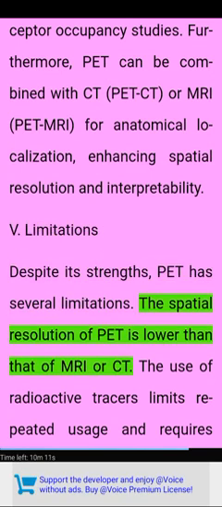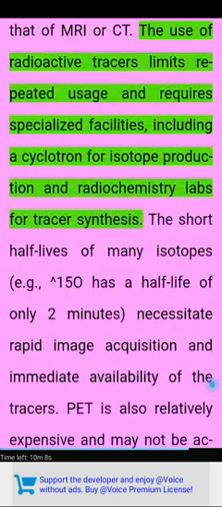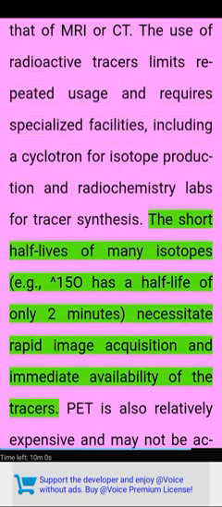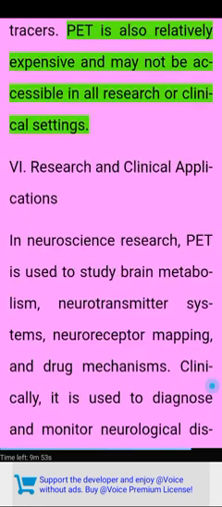5. Limitations. Despite its strengths, PET has several limitations. The spatial resolution of PET is lower than that of MRI or CT. The use of radioactive tracers limits repeated usage and requires specialized facilities, including a cyclotron for isotope production and radiochemistry labs for tracer synthesis. The short half-lives of many isotopes, e.g., 15O has a half-life of only 2 minutes, necessitate rapid image acquisition and immediate availability of the tracers. PET is also relatively expensive and may not be accessible in all research or clinical settings.